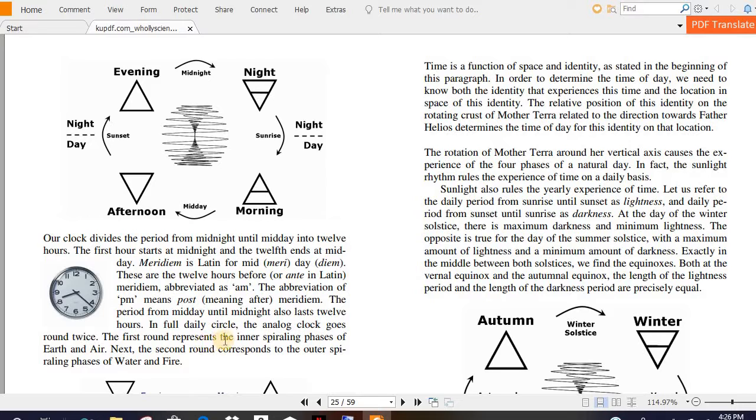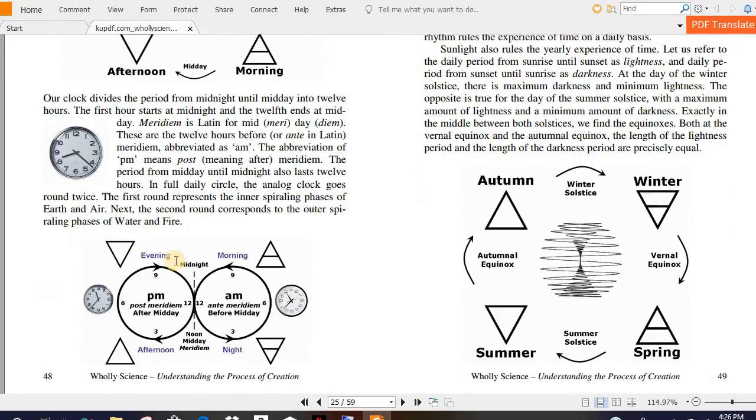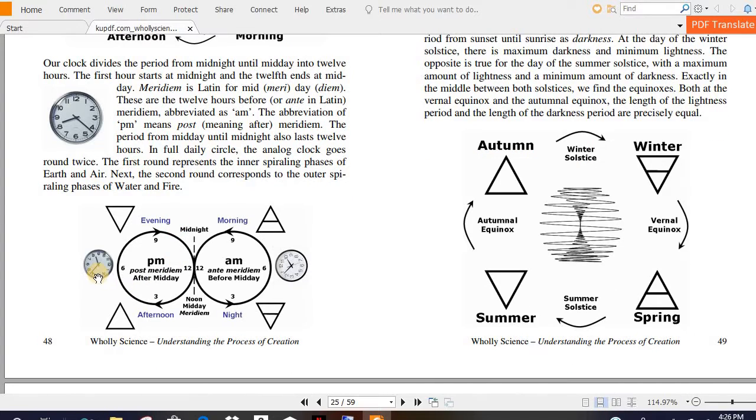In a full daily cycle, the analog clock goes around twice. The first round represents the inner spiraling phases of earth and air. Next, the second round corresponds to the outward spiraling phases of water and fire. See, here's 12 to 12 and 12 to 12, and it matches up. So you have AM and PM, 9, 6, 3, 12, 9, 6, 3, 12, like that.